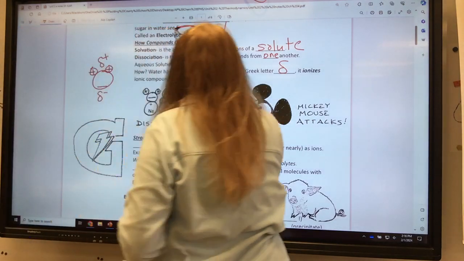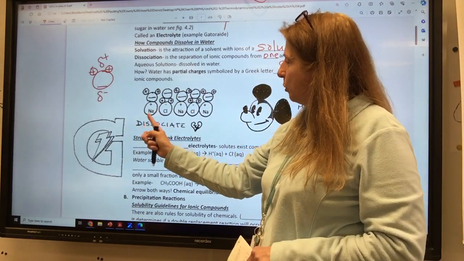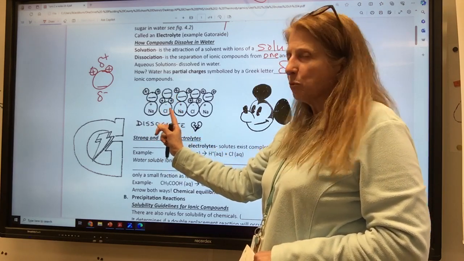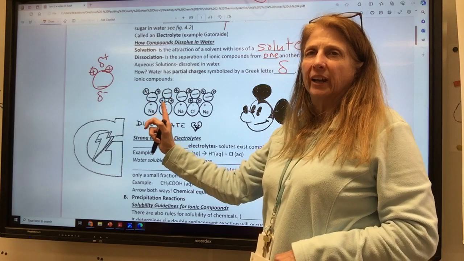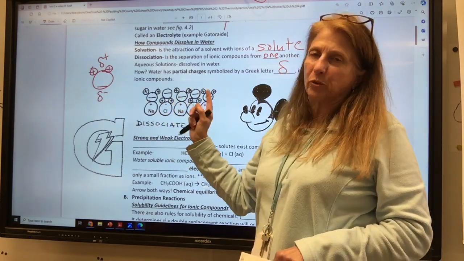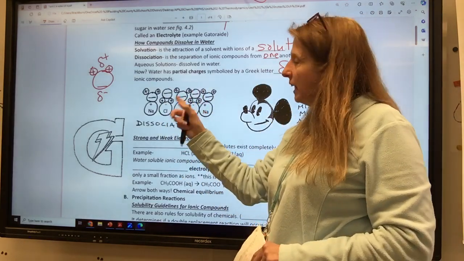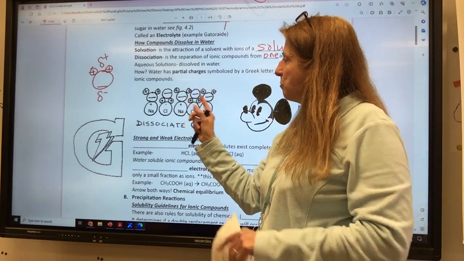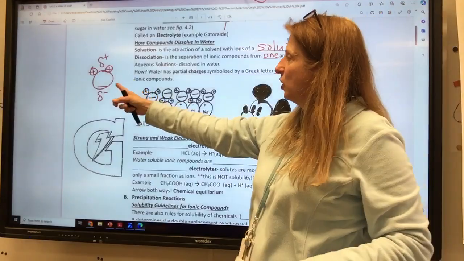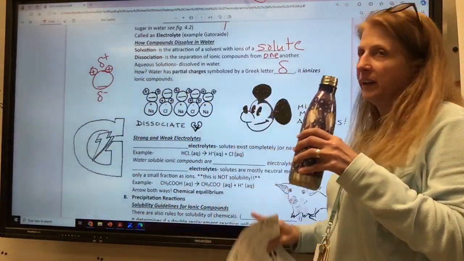So here are our waters, and the oxygens will line up with the positive sodiums. The hydrogens will line up with the negative chlorides. And remember, all of this is vibrating. Molecules are in constant random motion unless they're at absolute zero. And if it's at zero, the water's all frozen. So this is liquid water. Everything's vibrating, and it pulls it apart. I think this looks a little like Mickey Mouse. My students will say it looks like Kermit the Frog. Either way, it attacks.